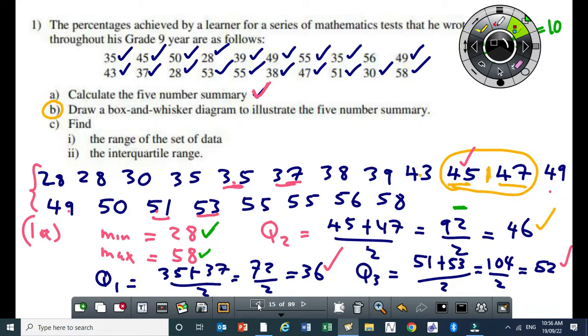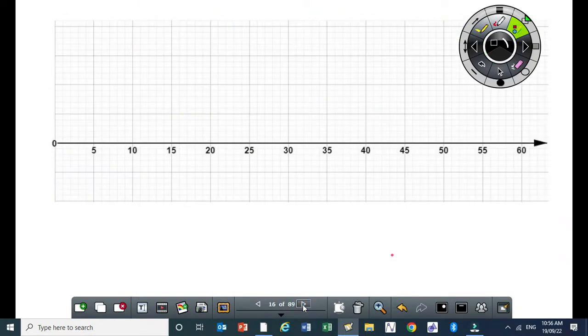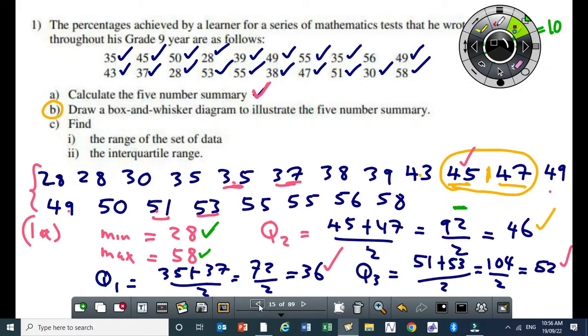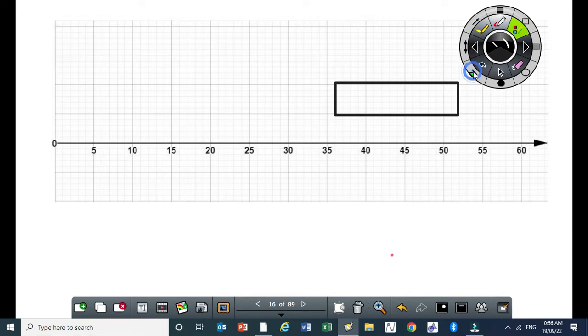Okay, so I'm going to start with my Q1, which is 36, and my Q3 is 52. So 36 and 52. So 36 is somewhere here. So just allow me to approximate it. So 36 is somewhere there. Then 52 will be somewhere there. Okay, so that's my box. Right, let me just check. Yeah, it's fine. So then the median is 46. Okay, so 46 will be somewhere there.